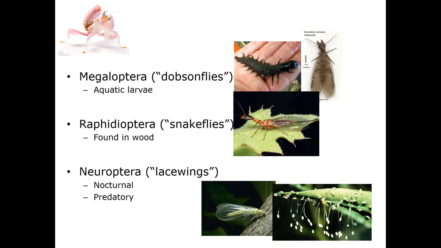So Neuroptera, the females will lay their eggs in the environment. And what she does is she creates these slender silken stalks and then lays the eggs on top there.